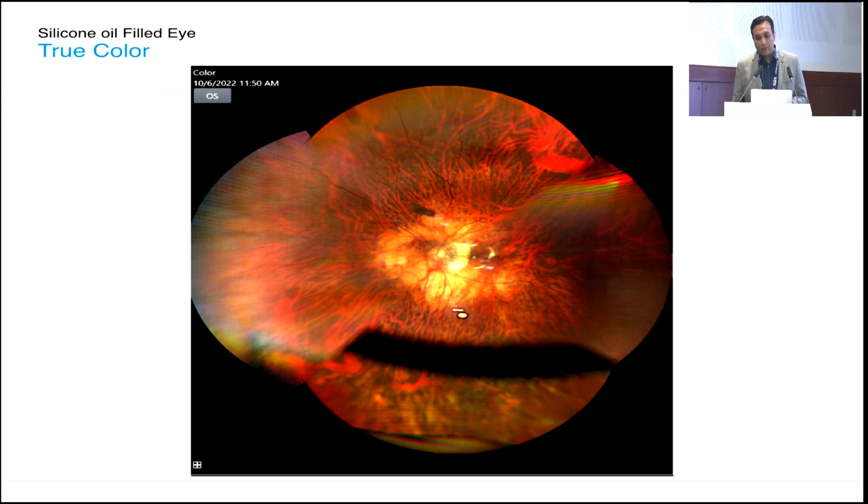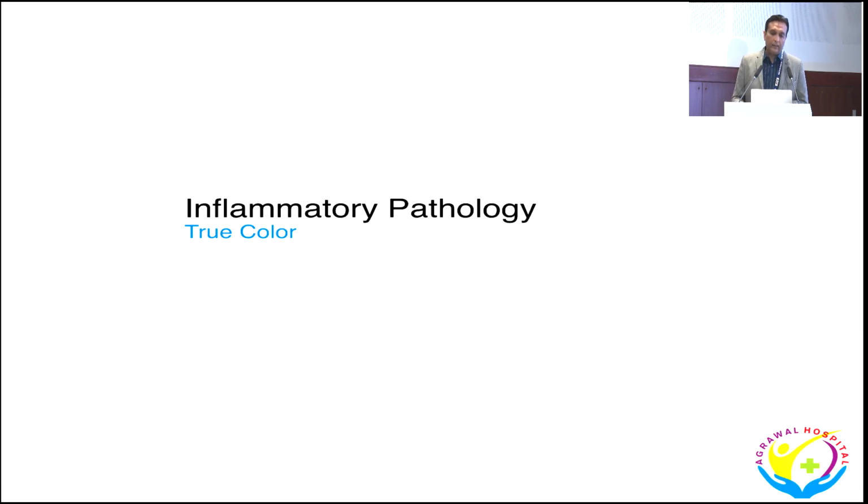So this shadow is actually not an artifact. This is basically signifying the underfill of the silicone oil. In these cases, you have to be careful to examine the inferior periphery in the follow-ups and to augment laser, because these are prone to recurrences because you have underfill of silicone oil.